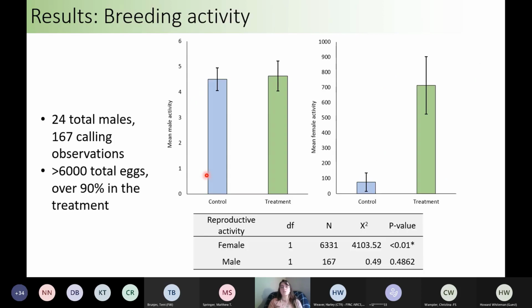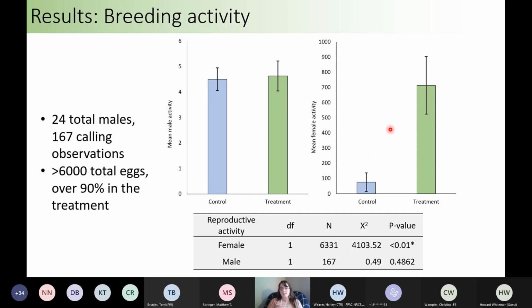All right, so getting into the actual breeding activity of the frogs. In total, I got 24 males, and this got me about 167 calling observations. And this mean male activity is just the number of calling males observed per night. As we can see, it's almost a 50-50 split between the control and the treatment tanks.